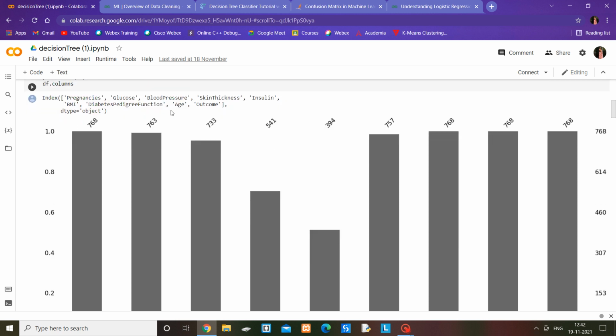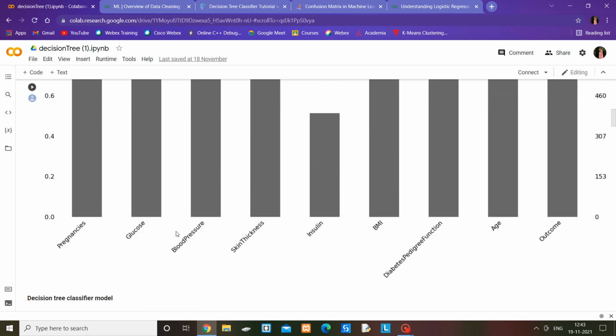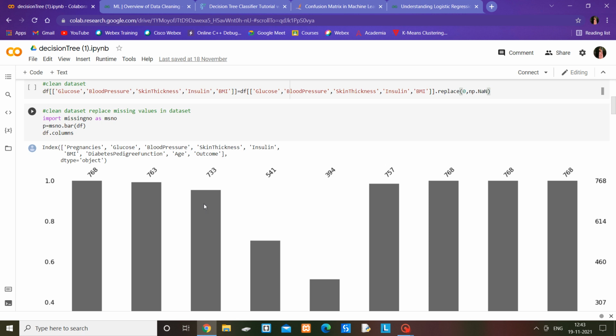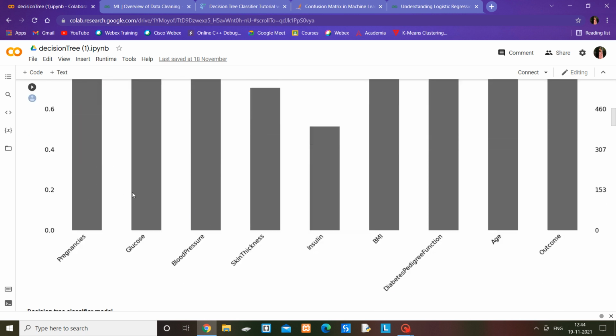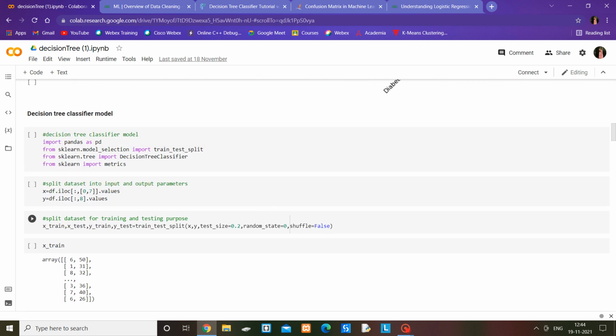Here the index contains some values, and these are the columns. Here the graphs will be shown: the pregnancies, glucose and here the BMI. All of these will be plotted according to the graph. These are the frequencies. Then next is the decision tree classifier model.